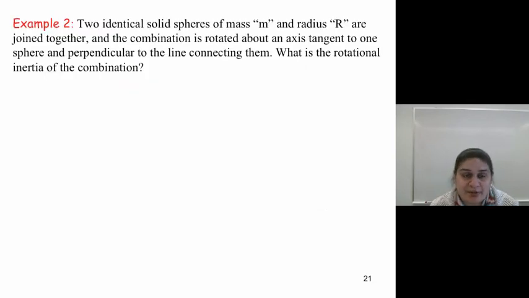So now let's do an example. Two identical solid spheres of mass m and radius r are joined together. The combination is rotated about the axis tangent to one of the spheres and perpendicular to the line connecting them. What is the rotational inertia of the combination?